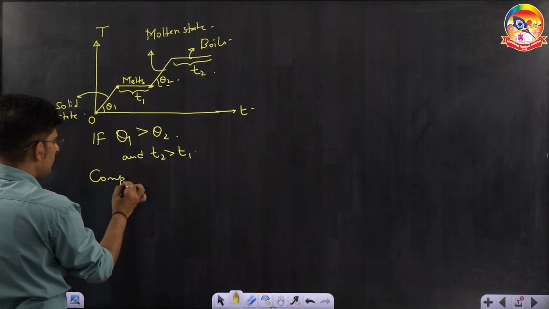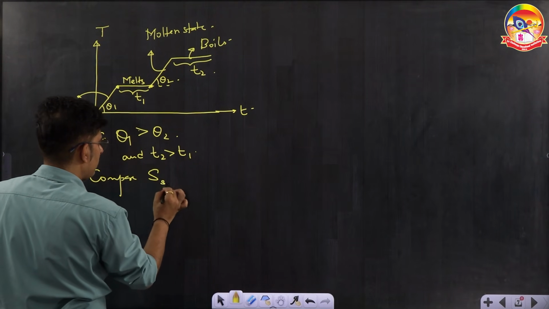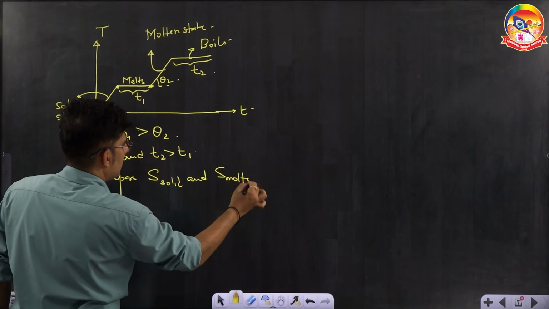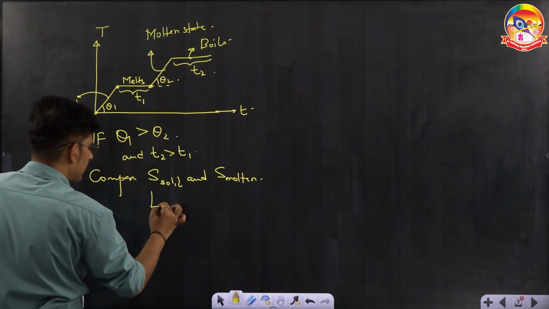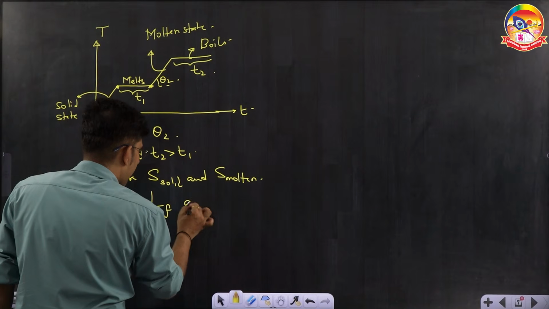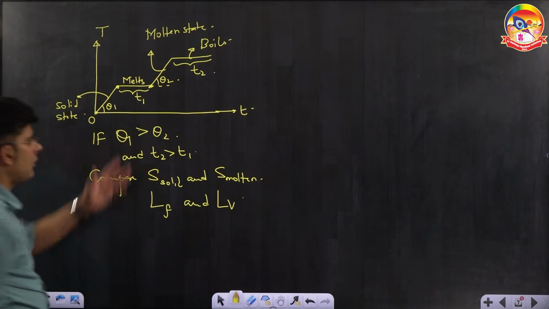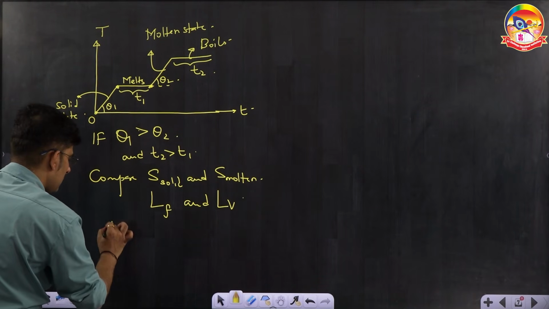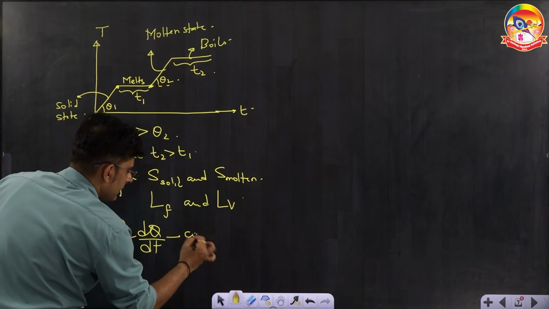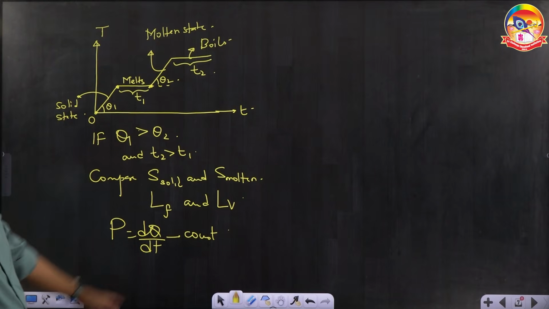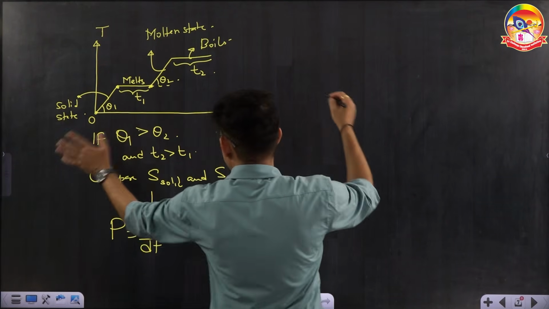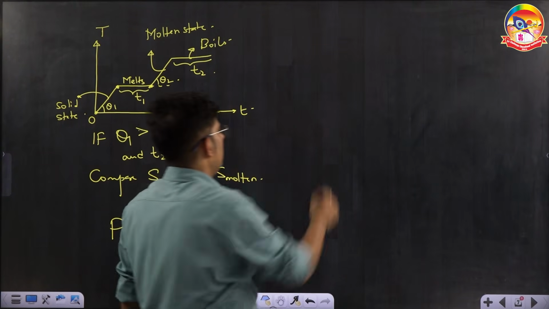Compare the specific heat of solid and molten states, and the latent heat of melting or fusion and the latent heat of vaporization. So now see, the power, the rate of heat supply, is given constant. So if power is constant and we have to compare this, mass is the same, the substance is going through that change.